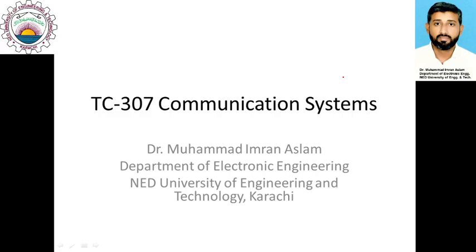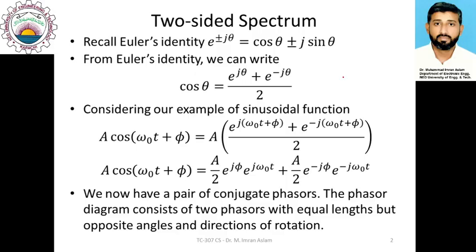We're starting the third lecture for the second week of the course on communication systems. In our last lecture, we talked about line spectrum, and specifically we discussed one-sided spectrum. In today's lecture, we will be talking about two-sided spectrum. In order to move on to the two-sided spectrum, let us start our discussion from Euler's identity.